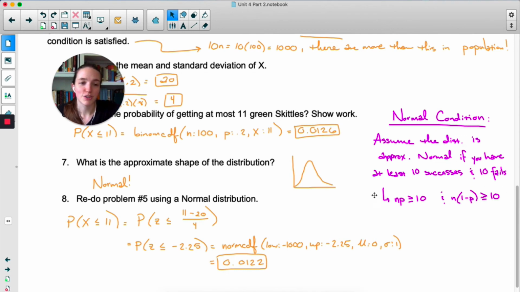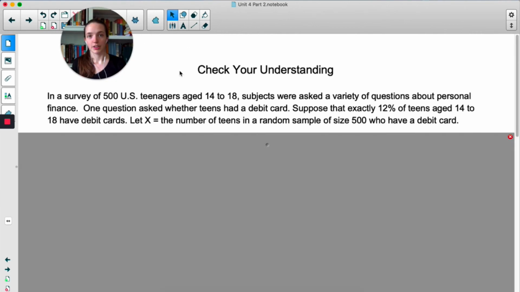We're going to be using this so much, I would also put a star or a box or something around this condition. Okay, you now have enough information to do the check your understanding on the next page. Pause the video, do as much as you can, and then we'll debrief together.